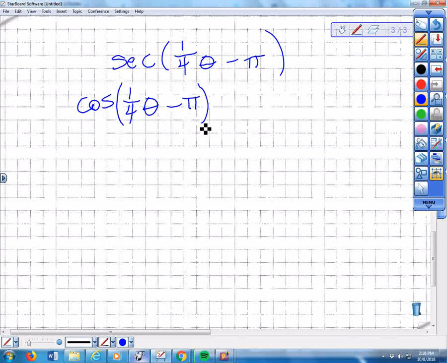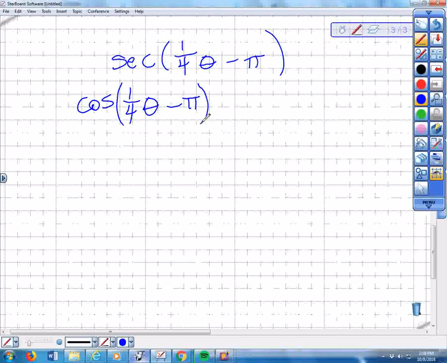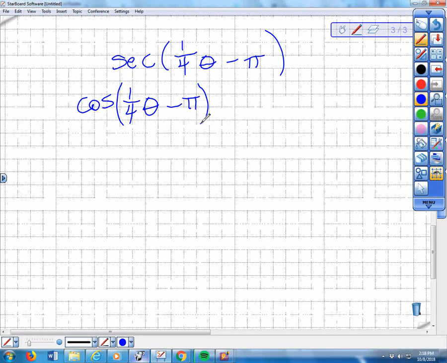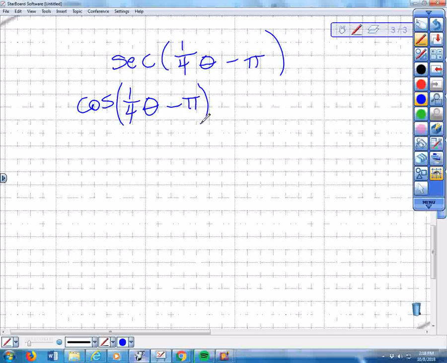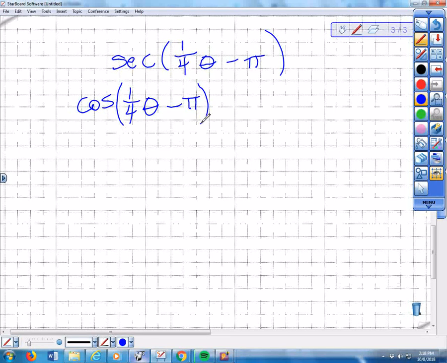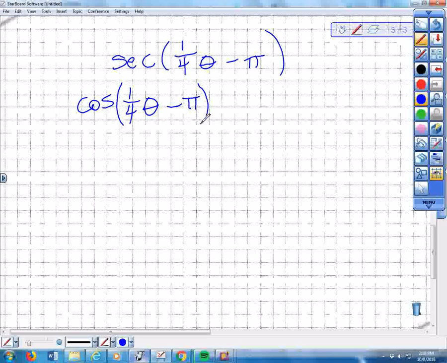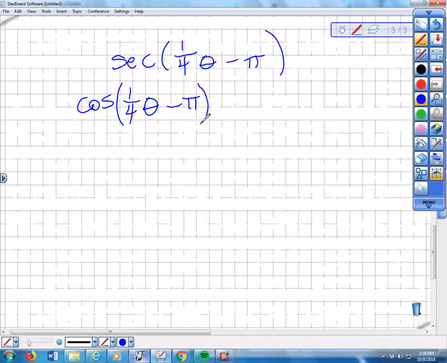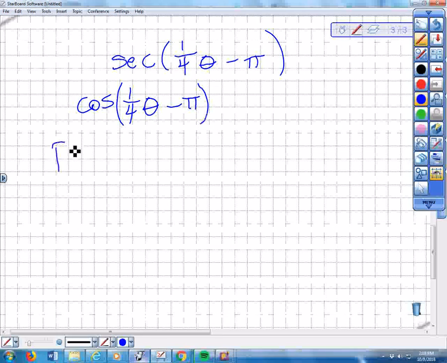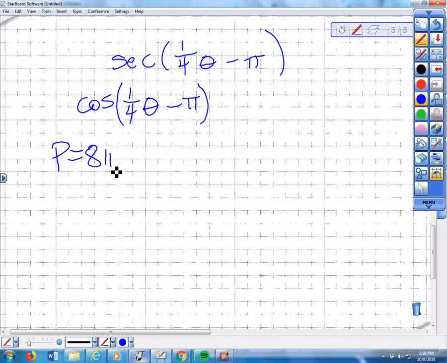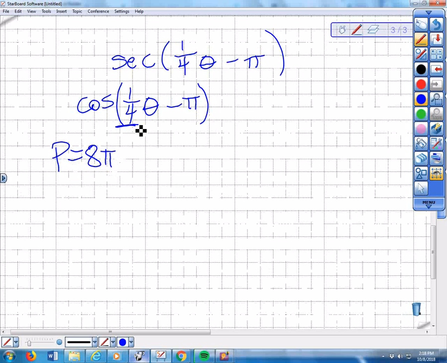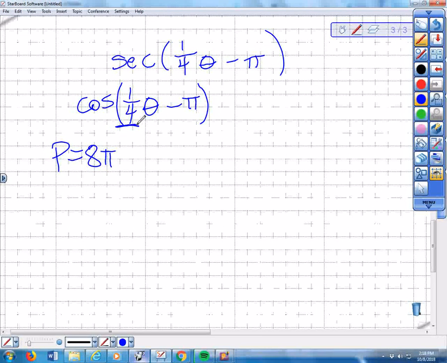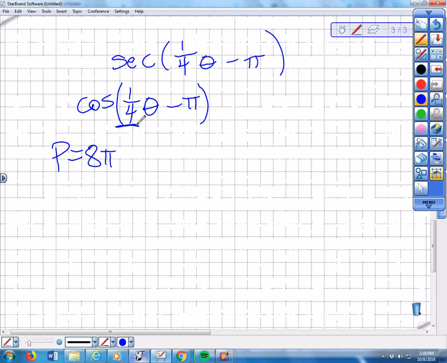What is the period? Eight pi. 2 pi over 1/4 is 2 pi times 4 over 1, which is 8 pi. So the period is 8 pi. You notice that if this number is less than 1, it actually elongates that period out. And if it's greater than 1, it makes it shorter.